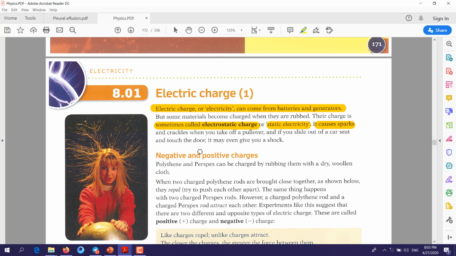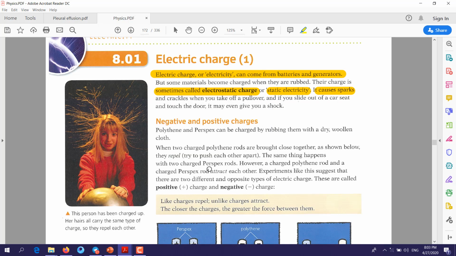So here two different materials are rubbing each other. At the end, what will happen? They will gain energy. So when they gain energy, if you touch anything, then what will happen? This electric charge will be moved, and it causes the spark.